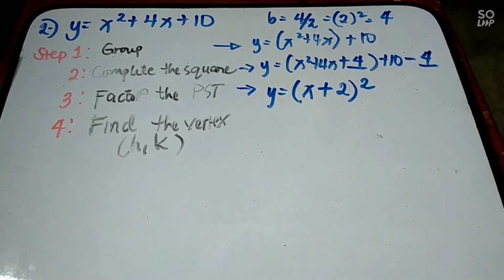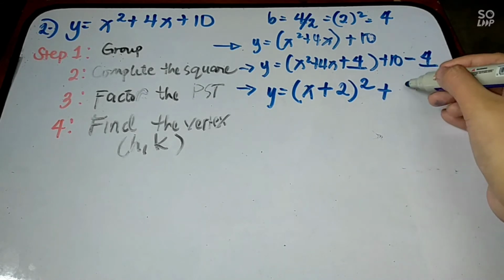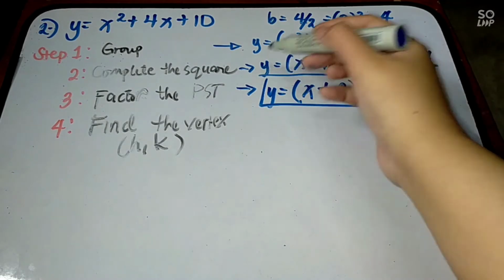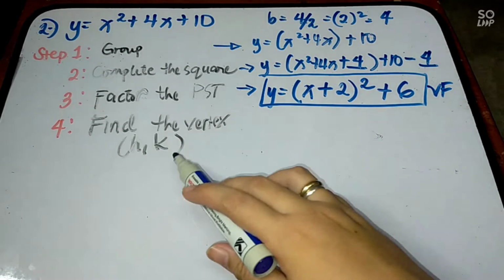Then squared. That is it. Then combine like terms. 10 minus 4, the answer is positive 6. That is it. Meron na tayong vertex form. Okay, ito na yung vertex form mo. Now, find the vertex h and k.